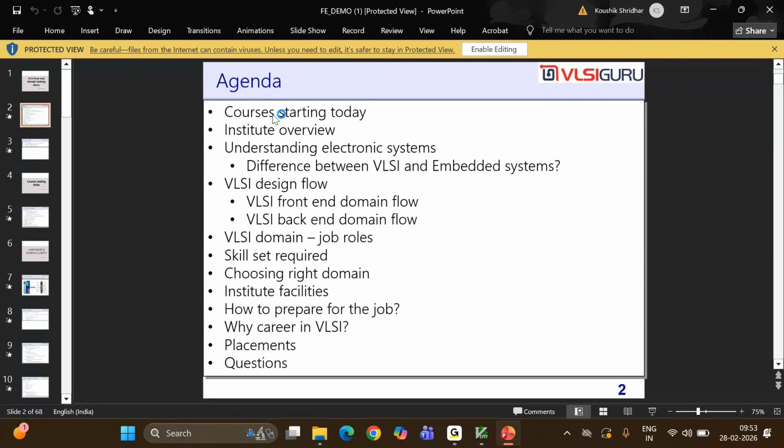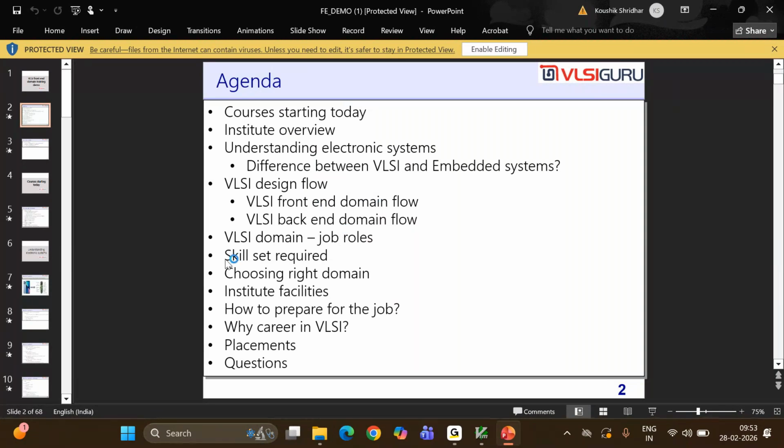Then we'll understand the difference between VLSI and embedded systems. We'll also understand VLSI design flows. VLSI design can be done in two ways: one is the ASIC design flow, the other is the FPGA design flow. I'll go through what ASIC is, what FPGA is, and the job roles. Then we'll come to the two domains of VLSI, front end and back end, and discuss what each is and its job roles.